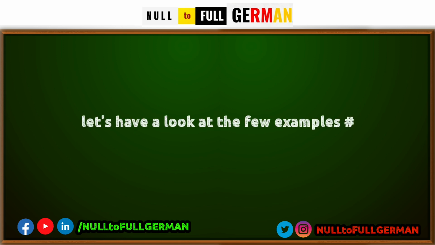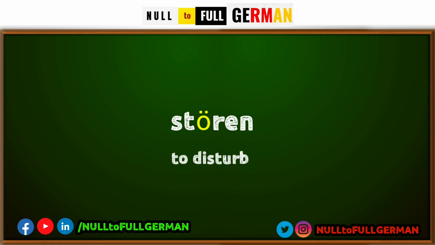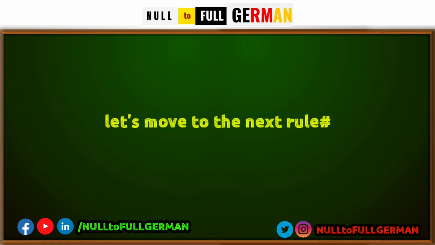So let's have a look at a few examples. Die Höhe, means height. Stören, it's a verb, to disturb. Mögen, it's a modal verb, to like. Öffnen, to open. Of course, there are multiple examples for this, but I think four are enough for this particular rule. Let's move to the next rule.